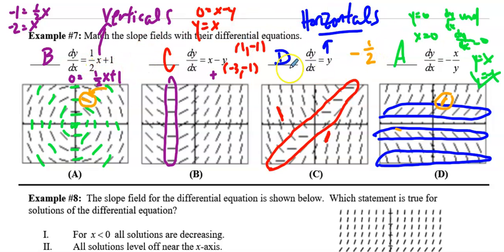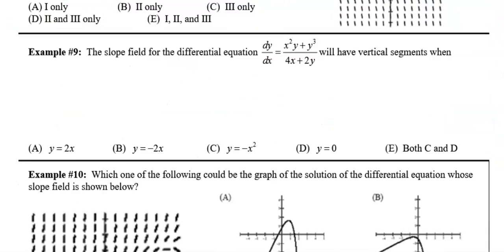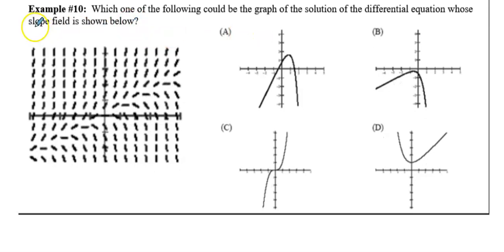In this case here, it gives me a negative, so I know this answer is going to be A. So let's look at this last example. This says, example 10, which one of the following could be a graph of the solution of the differential equation whose slope field is shown below?